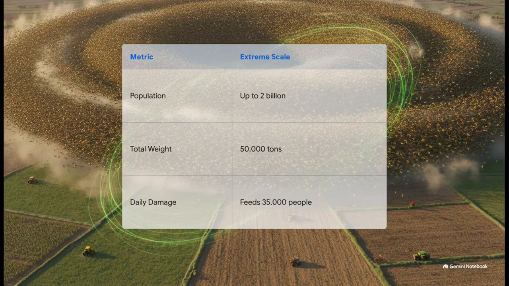Try to wrap your head around the extreme scale of these events when they scale up to a massive, multi-kilometer radius. In a true outbreak, a single swarm can consist of up to 2 billion individuals. Their total weight can range from 3,000 to an astronomical 50,000 tons. Just imagine the devastating agricultural impact of a 50,000-ton swarm landing on a farming region. As we mentioned earlier, the sheer volume of vegetation they consume can wipe out an entire local food supply overnight.